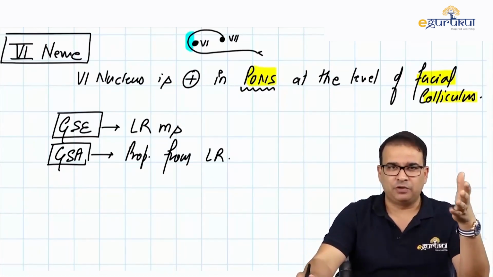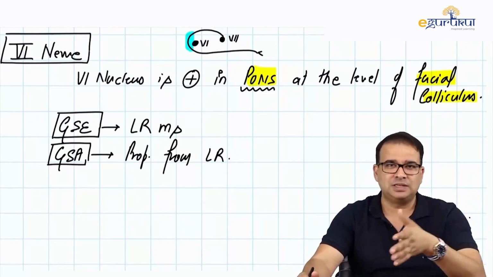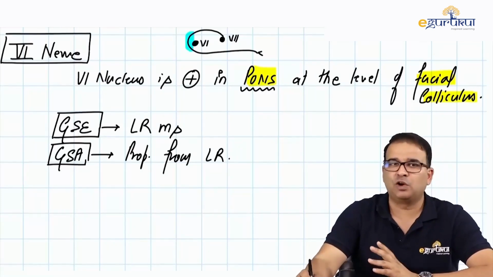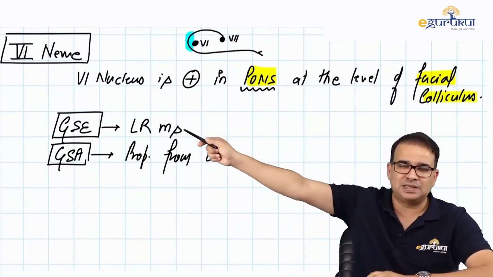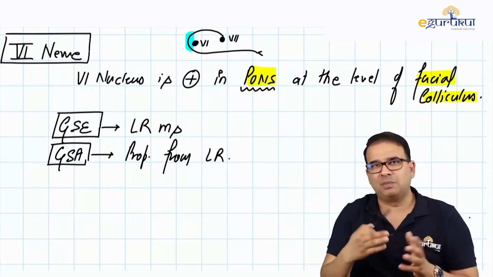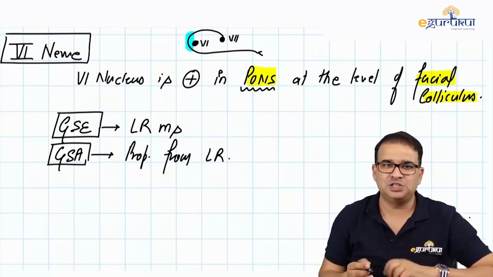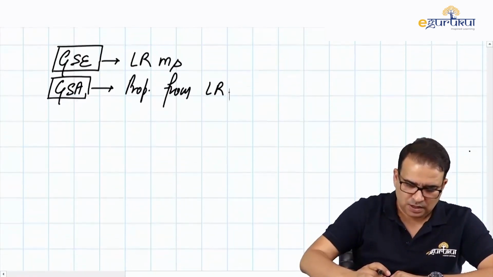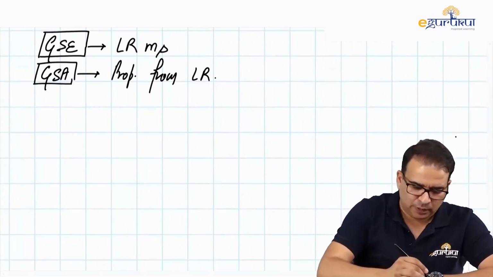The sixth nerve is present in the pons at the level of the facial colliculus, and we have two columns related to it. If you have to go with one column only, the first column is definitely your best answer. But if you are asked to give multiple answers, you can go with the GSA also. Let's draw the plot for the sixth nerve.